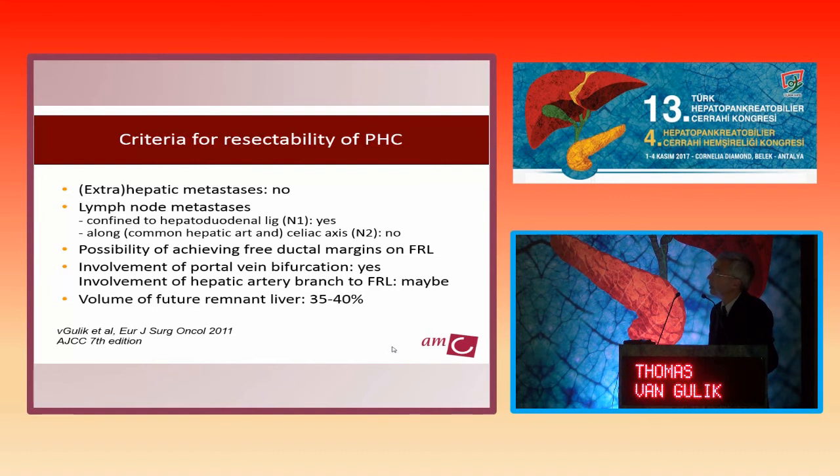Lymph node metastasis is an area of discussion. When they are confined to the hepatoduodenal ligament, so the N1 nodes, we always do resection with a complete lymphadenectomy, of course. But when they extend into the region of the common hepatic artery and the celiac axis, when you have those N2 nodes, the literature is controversial, but we do not think that those patients really benefit from a large resection. Actually, in our experience, those patients do not do well. So when there is an N2 positive lymph node, we don't do a resection.